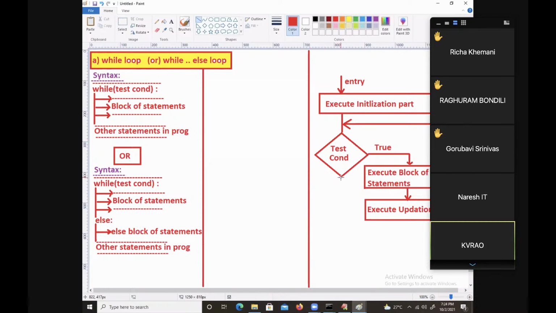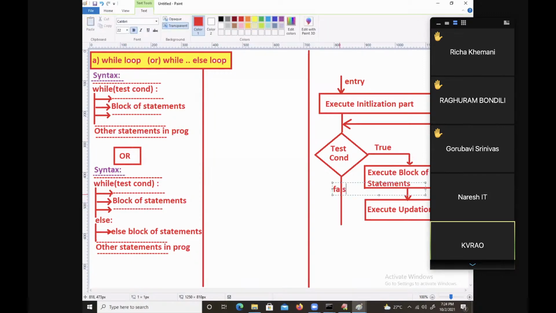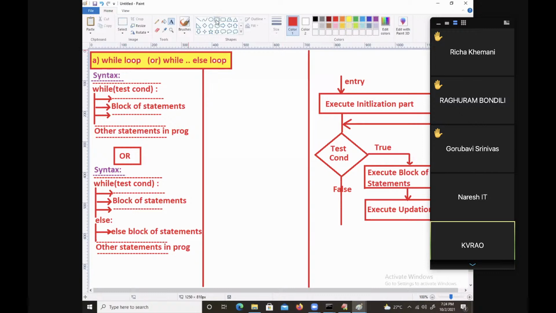Once it is false, what is happening, guys? Tell me what is happening. Come to the point. I'm writing here. Execute what operation? I'm waiting for your answer. False. What will happen? It will execute the else block of statements.